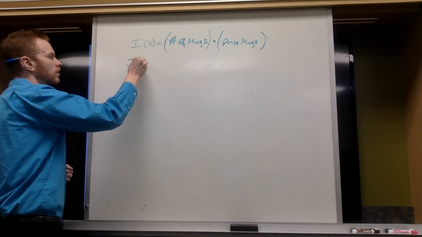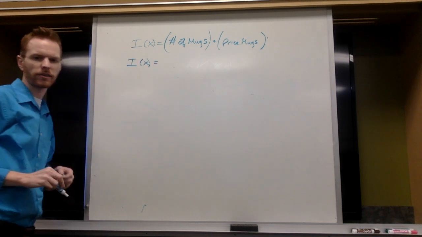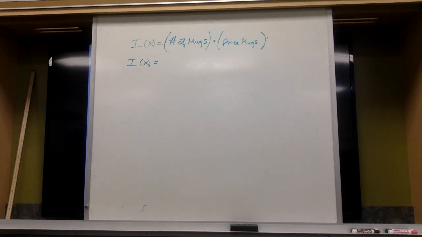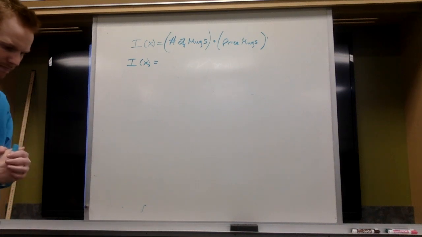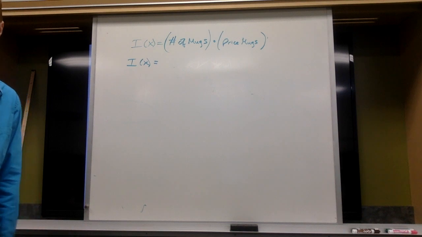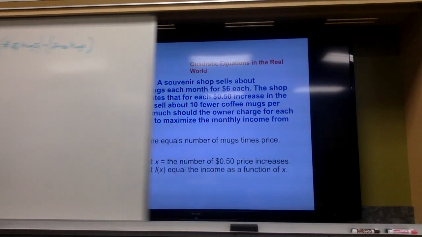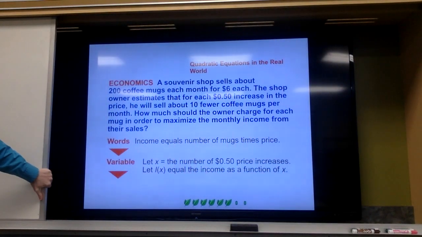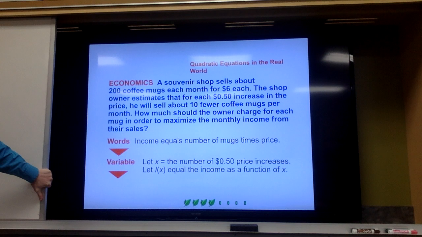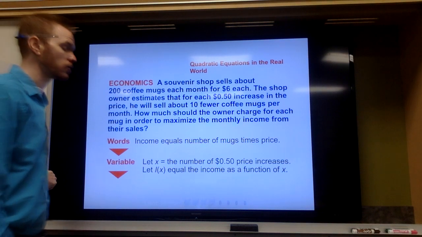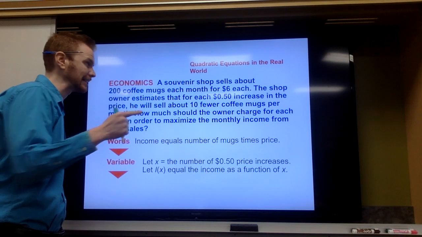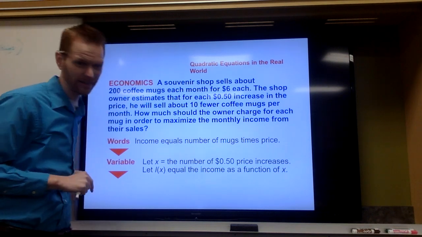Now, let's translate these words. Let's actually put them into algebra. That's the word I'm trying to think of. Sorry about that. I'm blanking out for some reason. Now, if we take a look at the previous slide here, we see that we have 200 coffee mugs that we're selling each month. That's the top. I'm not going above 200. But as soon as I have a price increase, I'm losing 10 mugs. Okay?